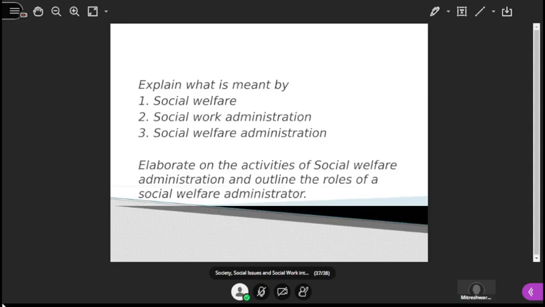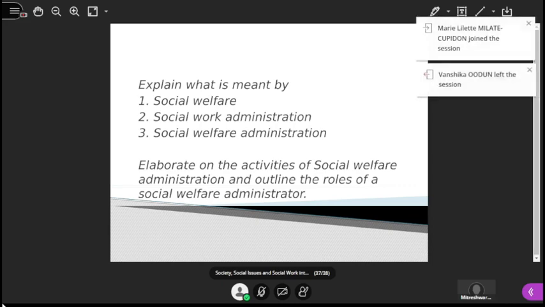So, what we have to know: we must be able to explain what is meant by social welfare, social work administration, social welfare administration, and elaborate on the activities of social welfare administration and outline the role of the social welfare administrator. So, in summary, here we are talking about the organization, about social welfare administration and the social welfare administrator.